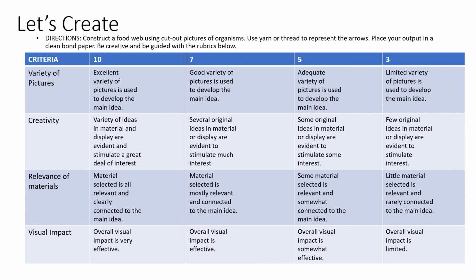For the Let's Create part of your module, construct a food web using cutout pictures of organisms. Use yarn or thread to represent the arrows. Place your output in a clean bond paper. Be creative and be guided with rubrics below.